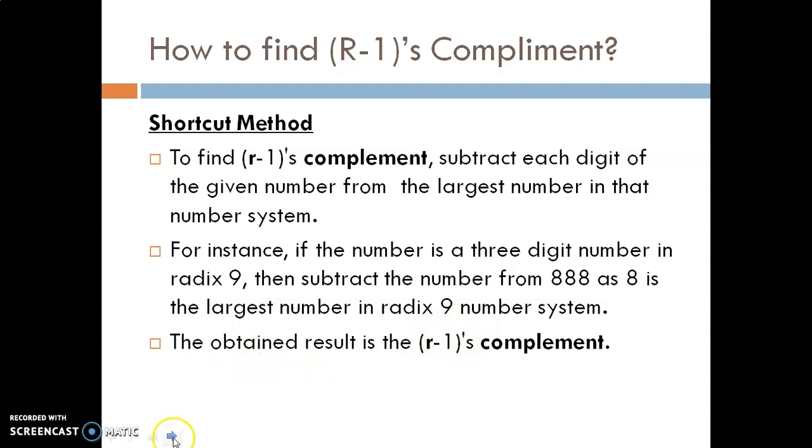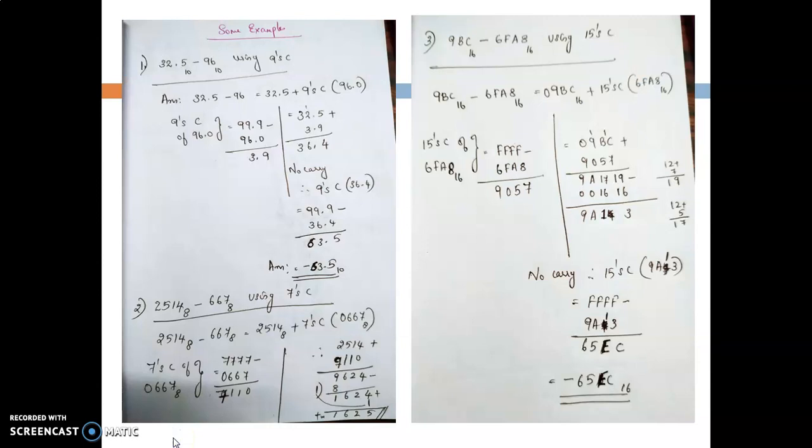Now we will see some subtraction examples. Now we are okay with how to find the r minus 1 complement of a particular number in a particular number system. Now we will see how subtraction is done with the r minus 1 complement method. So the first example is how to perform 32.5 in base 10 minus 96 in base 10 using 9's complement. So 32.5 minus 96 is equal to 32.5 plus minus 96, isn't it? Which is equal to 32.5 plus the 9's complement of 96, because minus 96 is represented as the 9's complement of 96.